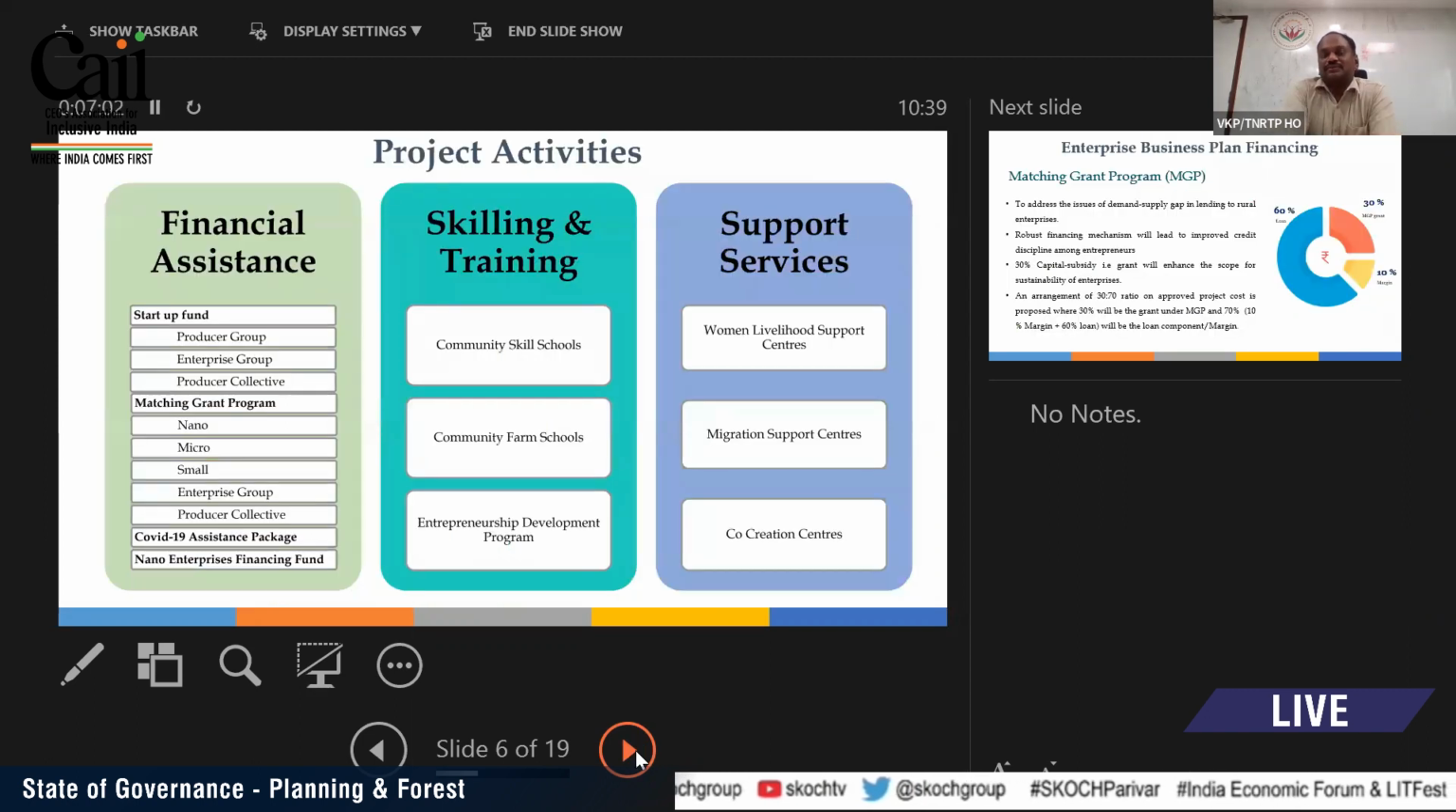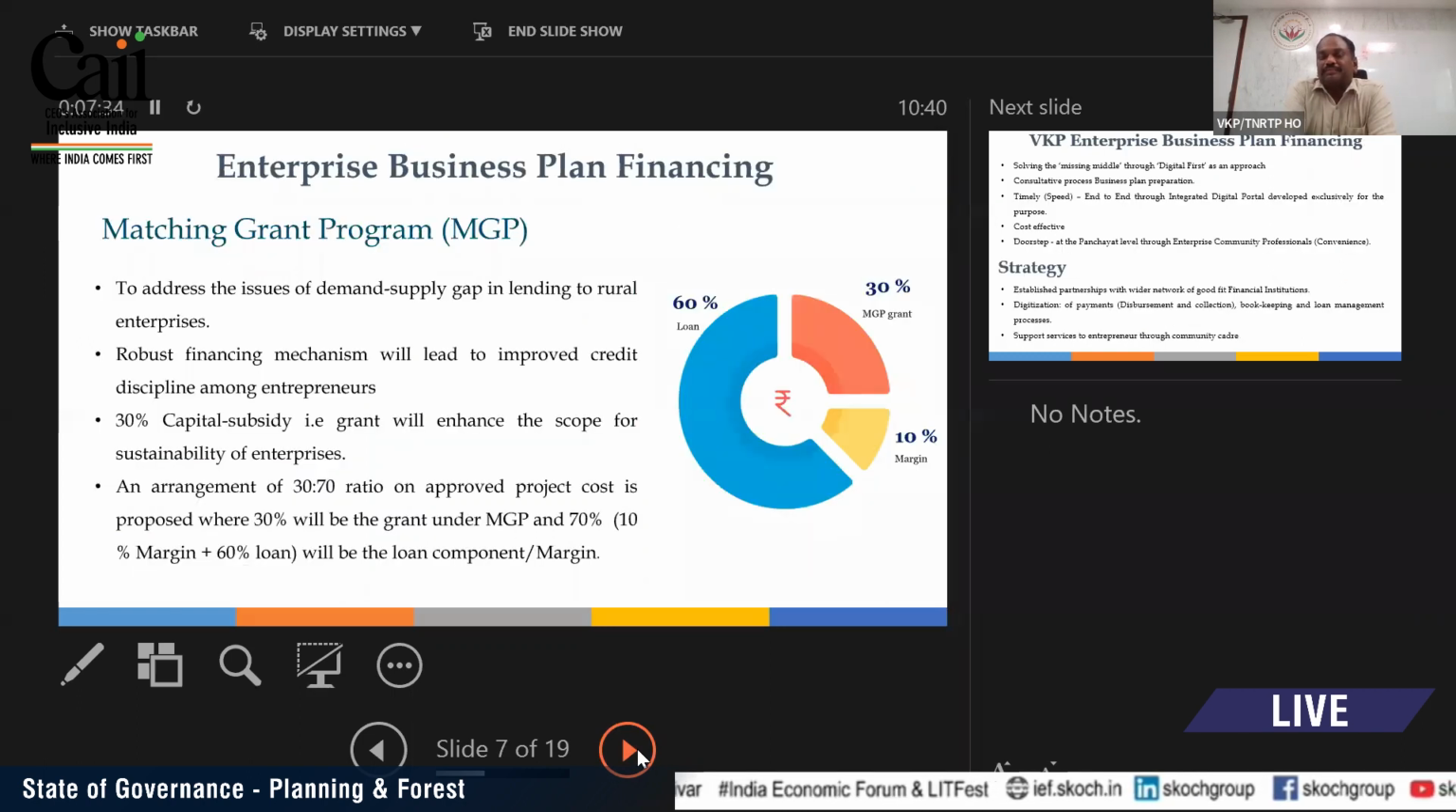So financial assistance to group activity and individual activity are promoting the startup fund to producer groups, enterprise groups, and producer collectives, and matching grant program for nano, micro, small entrepreneurs and enterprise groups and producer collectives. We are giving financial assistance to the women self-help groups or household members. On skill training activities and support services like women livelihood support centers, migration support centers, and co-creation centers, we are doing, sir.